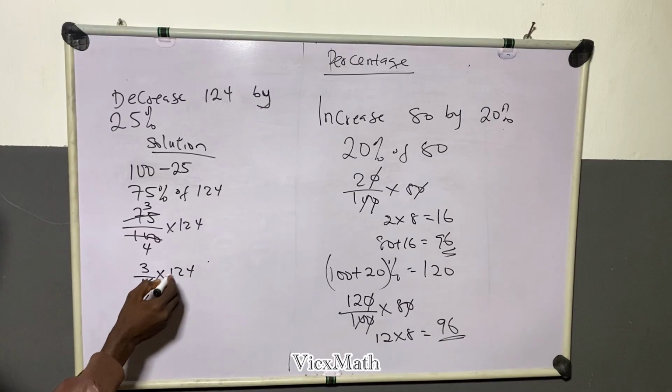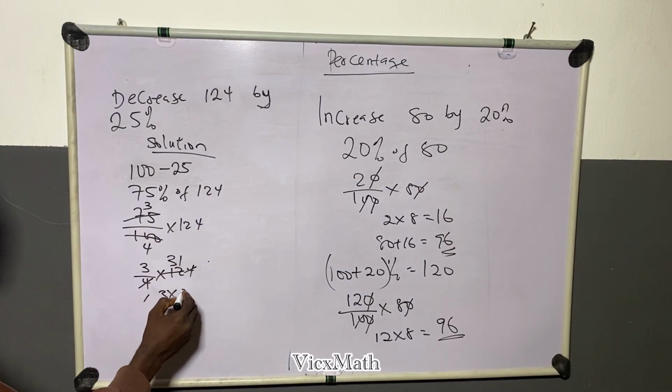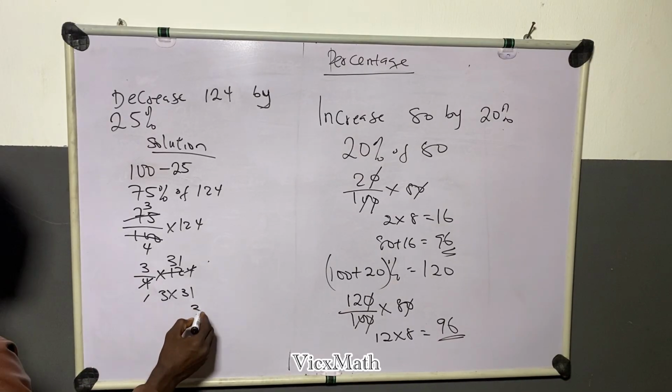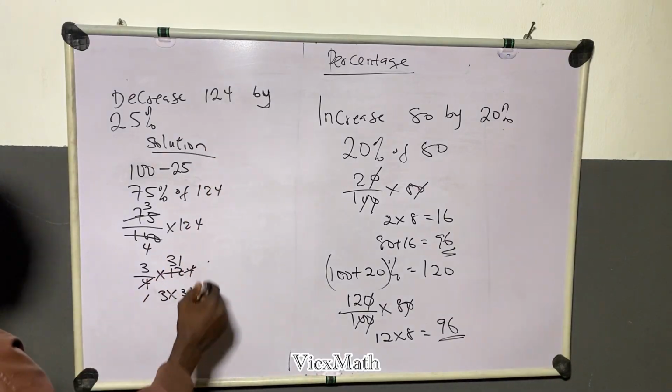Now 4 into 4 is 1. 4 into 124 is 31. So we'll have 3 times 31. 3 times 31 will give us what? 3 times 1 is 3, and 3 times 3 is 9. So 93 is the answer to this question.